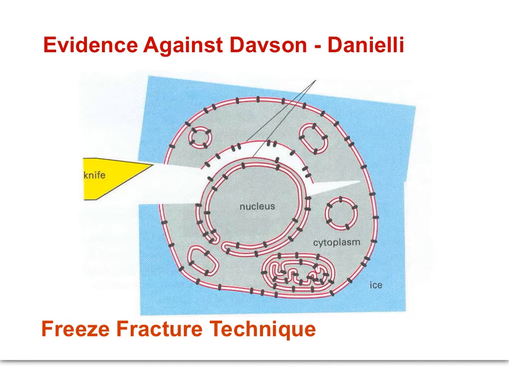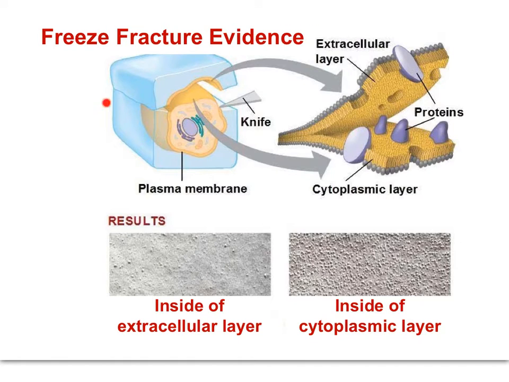But a new technique, known as freeze fracture, provided evidence that falsified the Davson-Danielli model. When membranes are frozen and then cracked open, electron micrographs showed the proteins to be embedded in the phospholipids. Here's a diagram of the freeze fracture technique with the micrographs seen below.